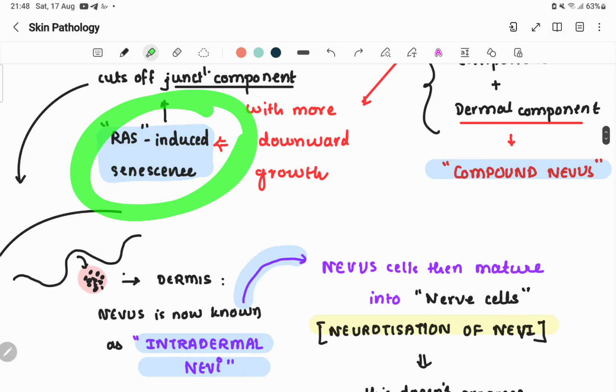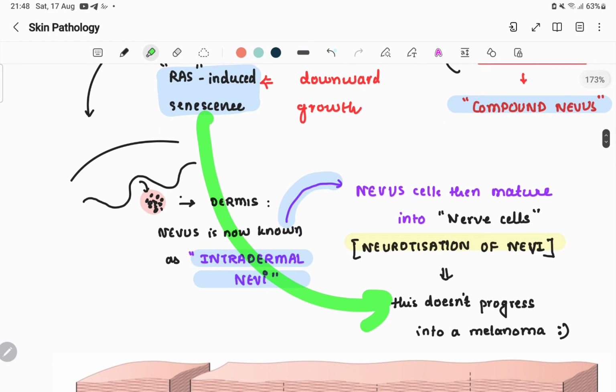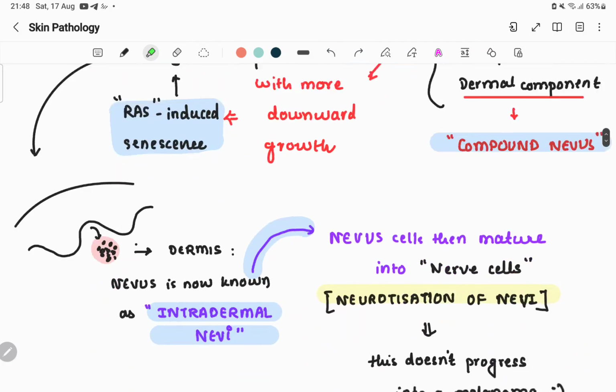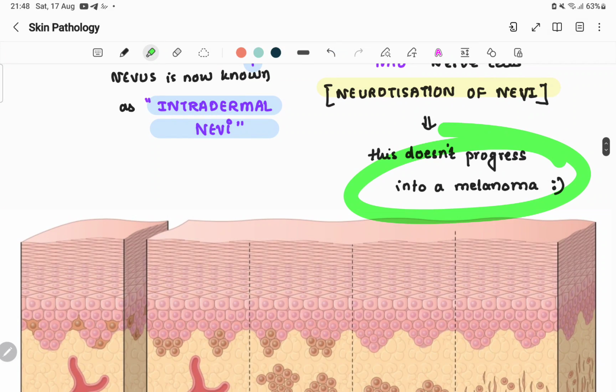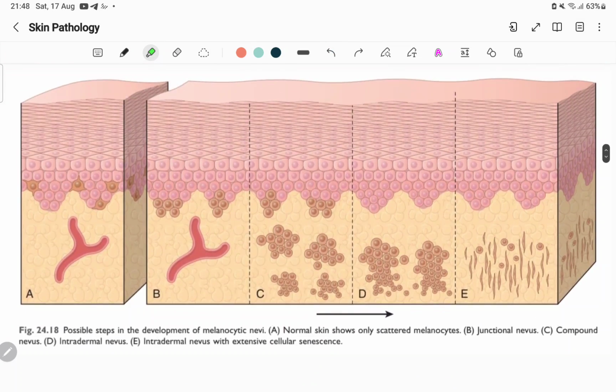So basically this phenomenon of RAS induced senescence is preventing the nevi from progressing into a melanoma. And if there is a defect in this RAS induced senescence, then the nevus will progress into a melanoma and there will be no neurotization. Understood? Look at this diagram of Robbins.